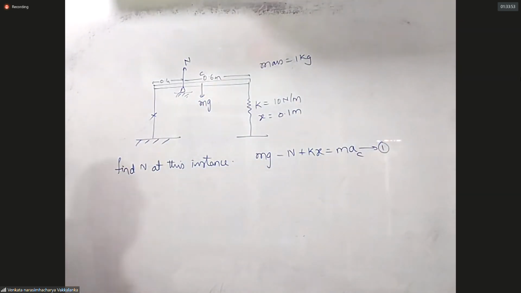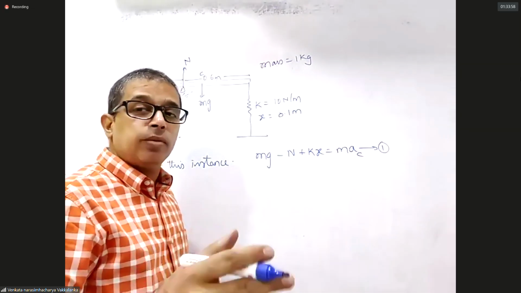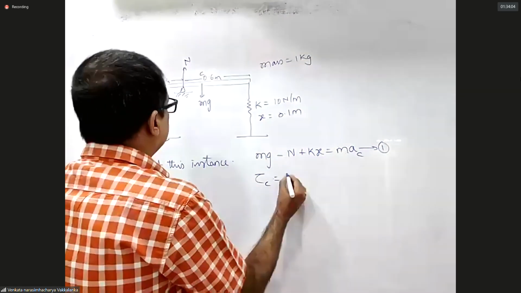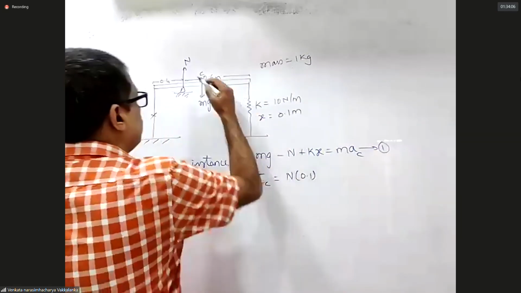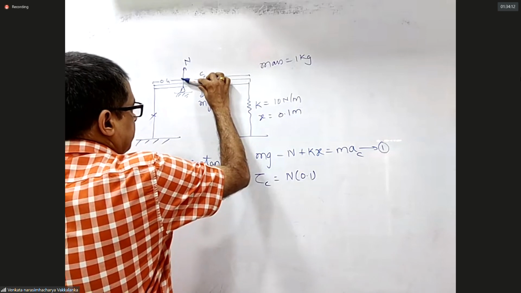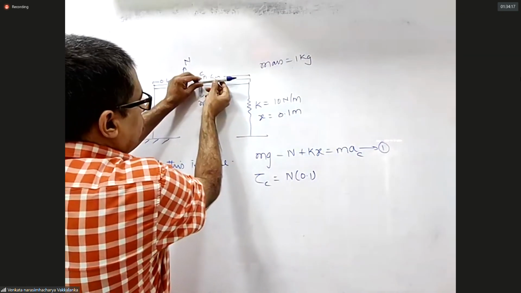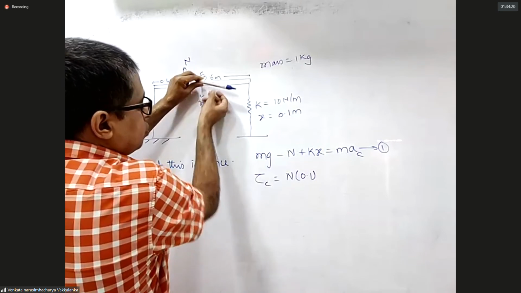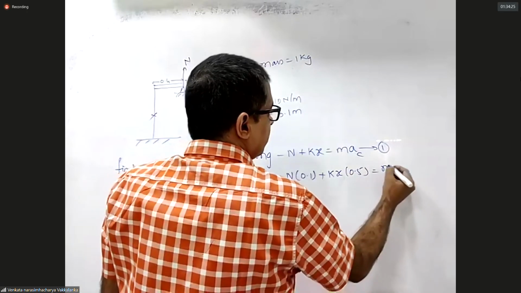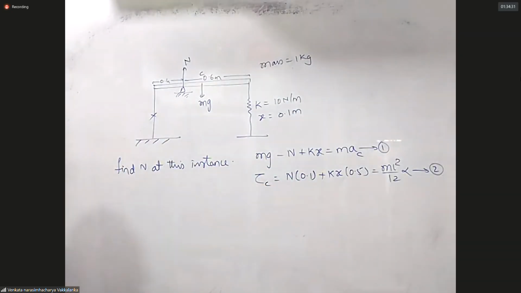Translational dynamic equation. Rotational dynamic equation. Should we take the torque about the center of mass or about the pivot? Center of mass. Torque about the center of mass is N into 0.1. This distance is 0.1, and it's clockwise. I'm taking clockwise torque as positive. Now, kx into 0.5, that's also clockwise. N into 0.1 plus kx into 0.5 equals ml square by 12 into alpha. Agreed?